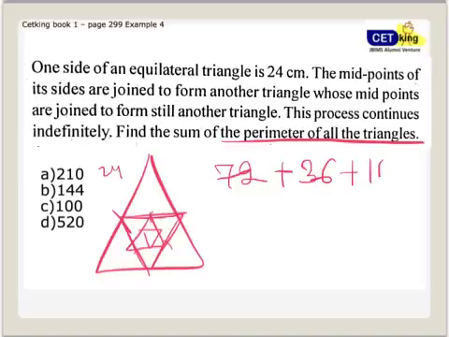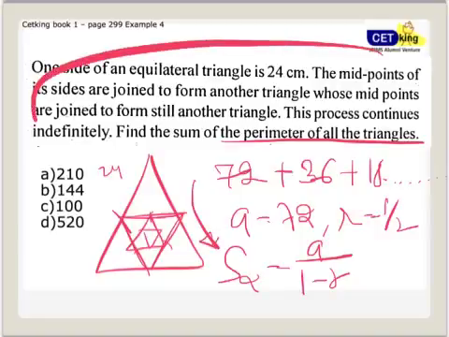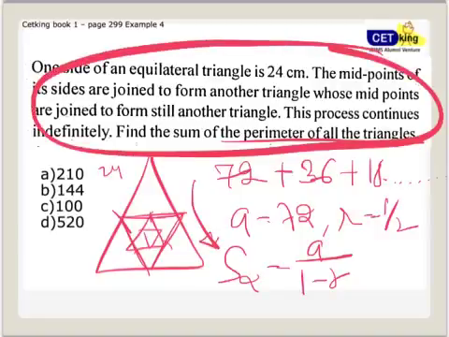Its half is 18, and so on. First term is 72. Common ratio is half. I'll find the sum to infinity: a divided by 1 minus half. The only trick was that instead of giving you the formulas, they've given you statements. This is the exact CAT question. This is what you're going to get in CAT.